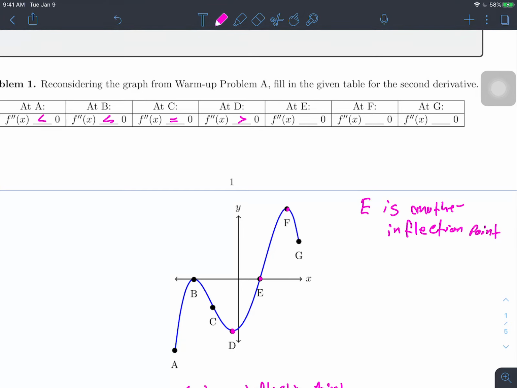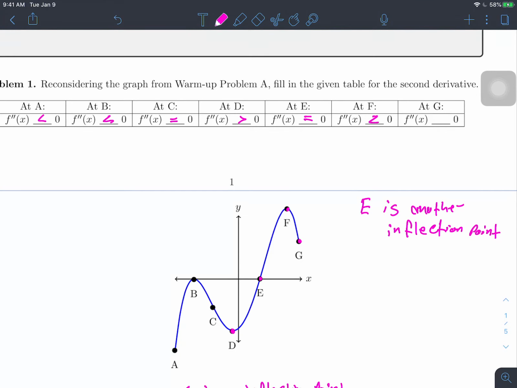To the right, which means that I'm concave down, which means that F double prime, remember at E it was equal to 0, F double prime at F is going to be less than 0, exactly, thank you. Okay, you guys are getting the hang of this. And how about at G? What do we think?